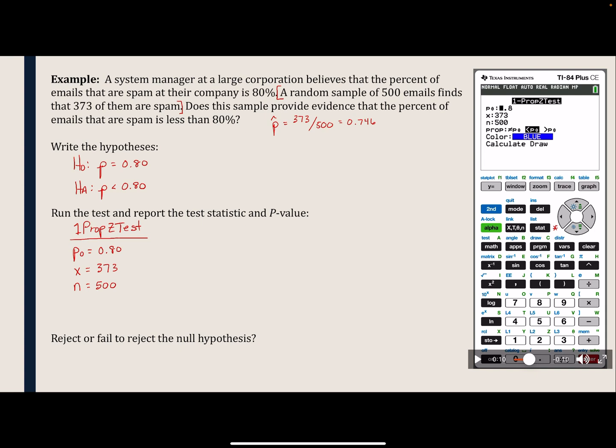The next piece is asking us what symbol we're using for the alternative hypothesis. So we would say that our proportion is less than the null proportion. So just make sure you're using the exact same symbol that's in the alternative hypothesis. And then you're going to scroll down and hit calculate. When we calculate this, we're going to look for two pieces of information. The test statistic, which for proportions is a z-score. So it'll look like z equals, and a p-value, which is the probability of observing this sample given that 80% is the true proportion of spam emails.